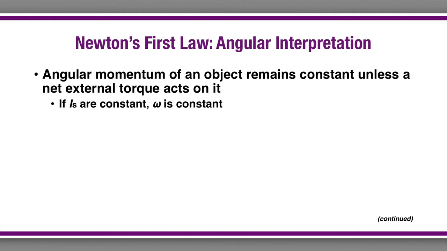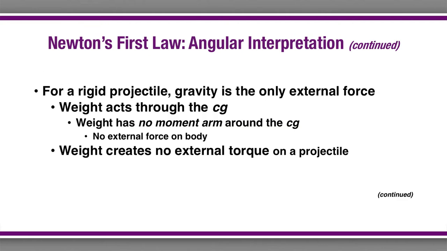Moving to our interpretation of Newton's laws in an angular motion context, angular momentum of an object remains constant unless a net external force acts on it. So in representing Newton's first law, if the inertia of a body, particularly around its center of gravity, is constant, then angular velocity will also remain constant.